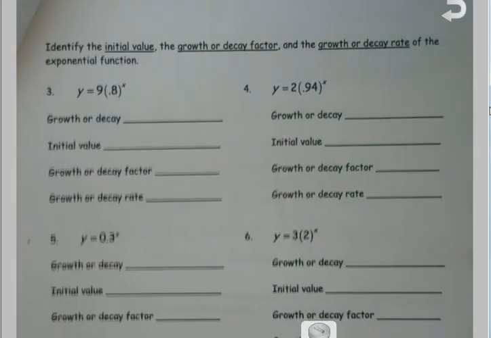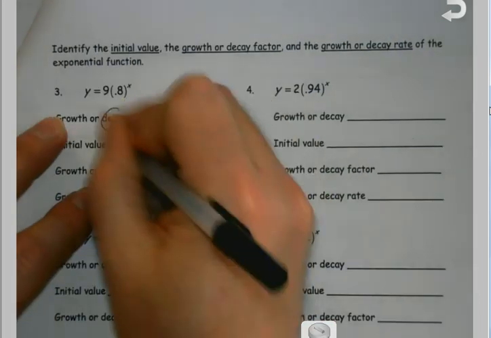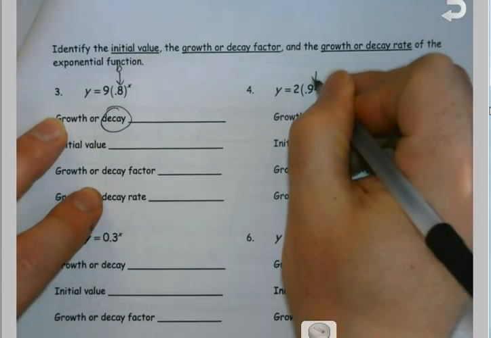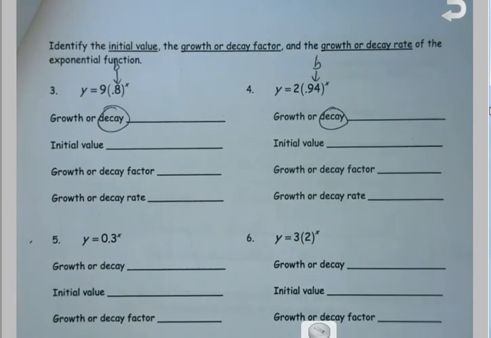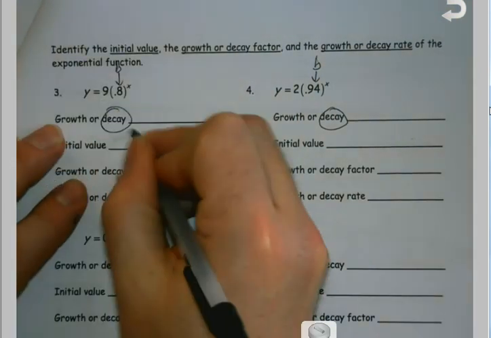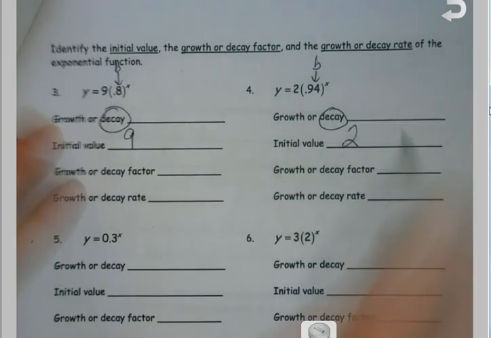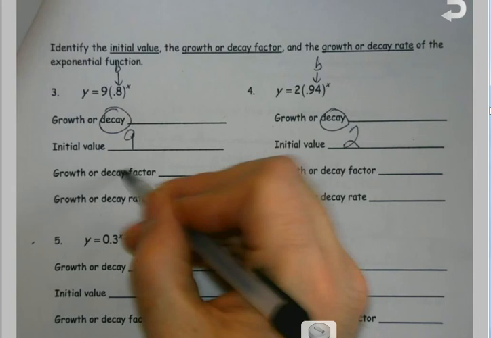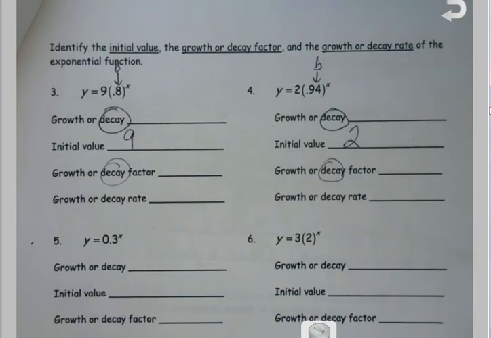All right, next page. I know these are both decay because in both of them, my B value is less than 1. I also know my initial value is the value that's in front of the parentheses, not in it. We already said they were both decay. Now here's the part that gets a little more interesting.